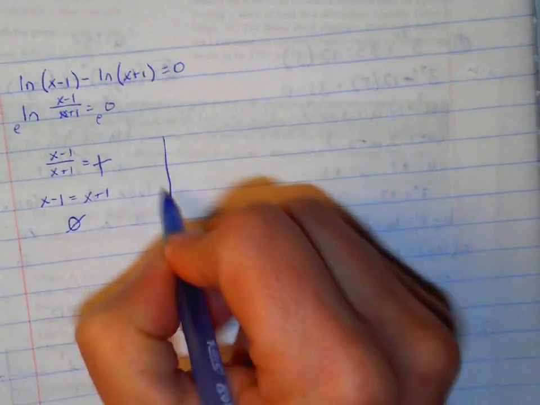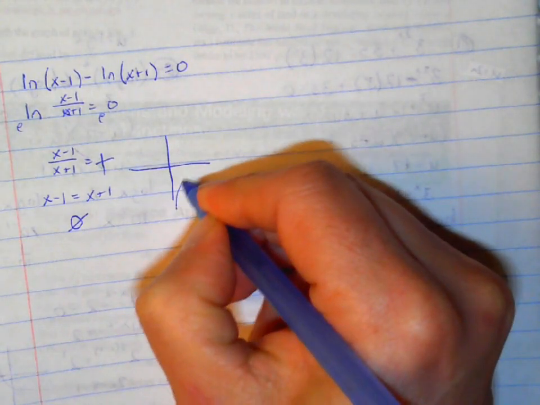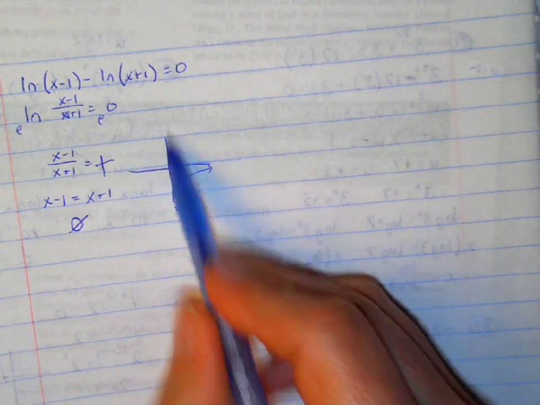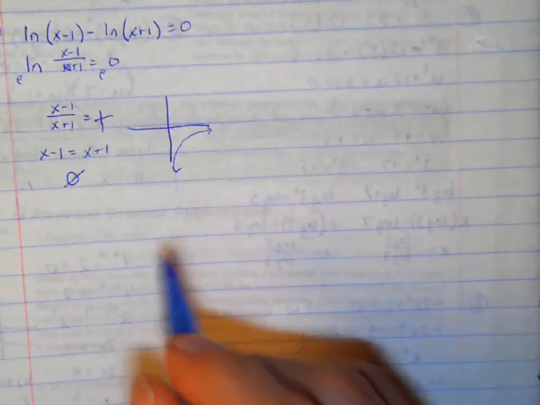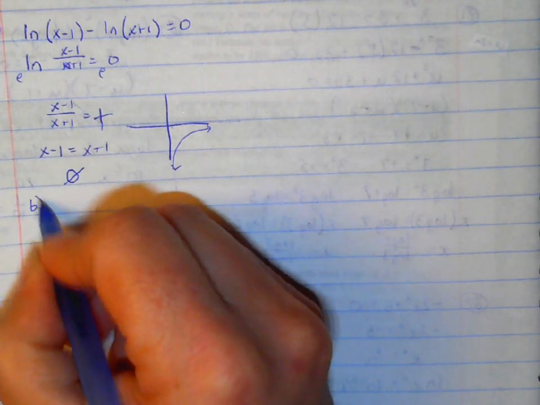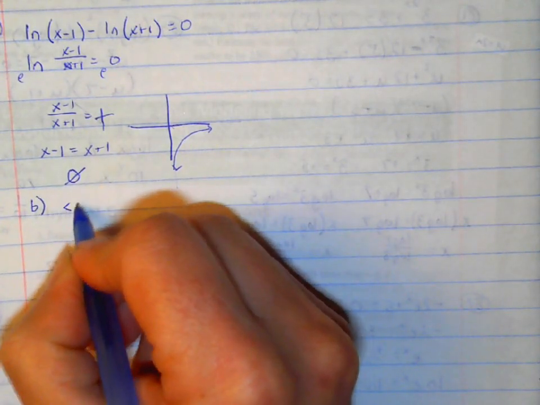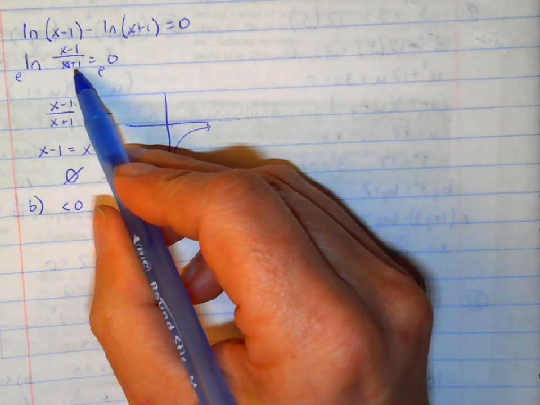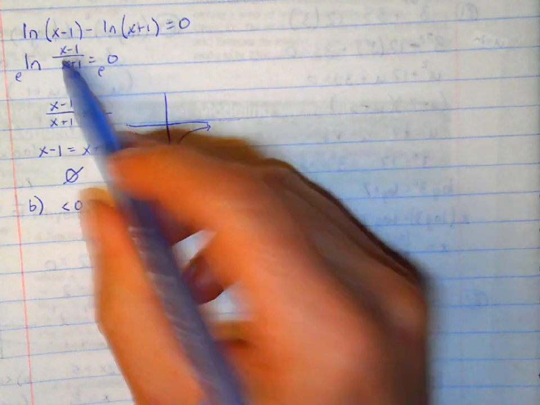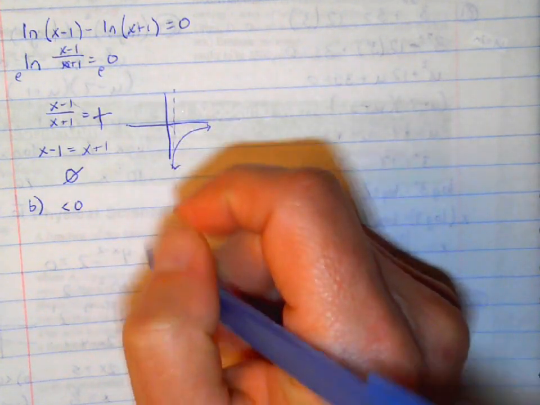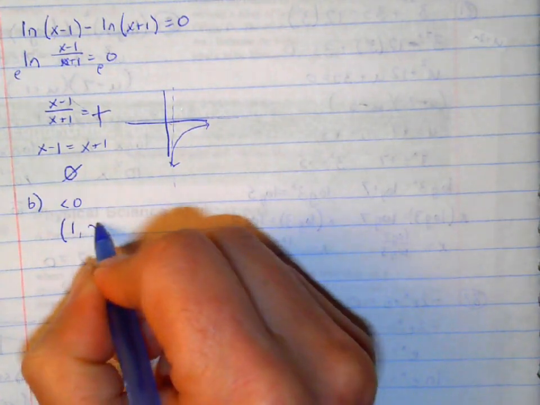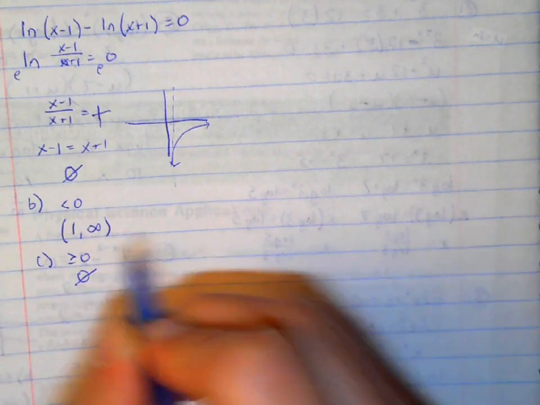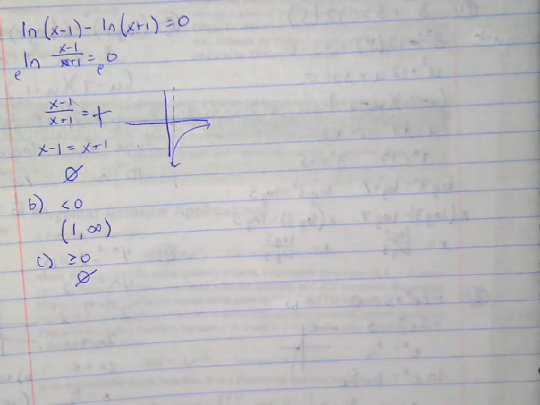So it's never going to cross. And if I look at the graph of this, it looks like this. It's going to have an asymptote here and an asymptote there, and it's never going to cross. So part A is no solution. Part B, where is it going to be less than 0? Actually, I know my asymptote's at 1 here, don't I? 1 over 1. So it's not actually at 0, it's at 1. So from 1 through infinity. And part C, where is it going to be greater than or equal to 0? Well, it's never greater than 0, right? It's never going to cross there.